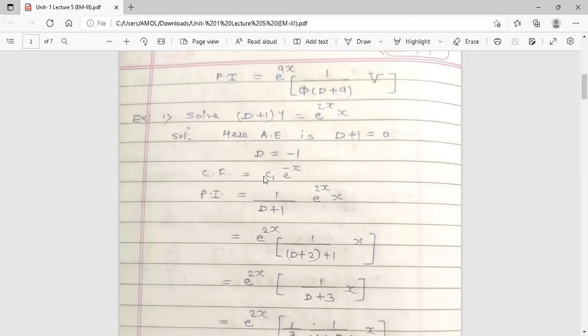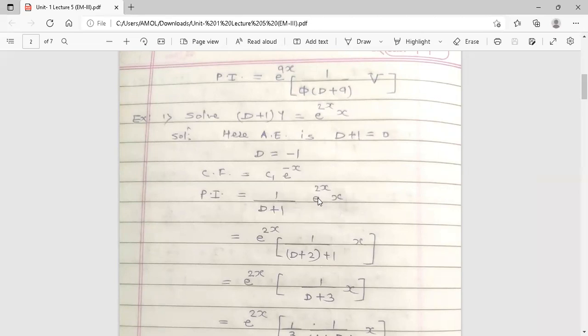Its complementary function contains only one arbitrary constant, because the degree of the linear differential equation is 1 and the order is also 1. So there is only one arbitrary constant c1 in the complementary function, and the complementary function is c1 e raised to minus x. Now how to find the PI? The formula is PI is equal to 1 upon phi of D into f of x. Now phi of D is D plus 1, so the formula is 1 upon D plus 1 into e raised to 2x into x.